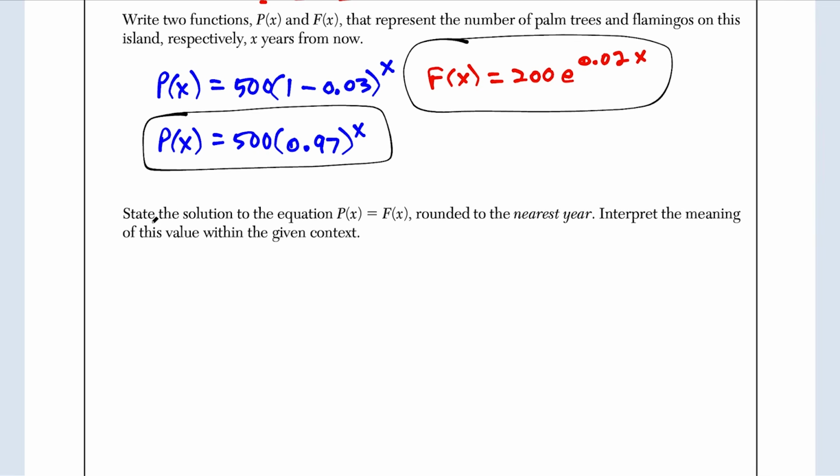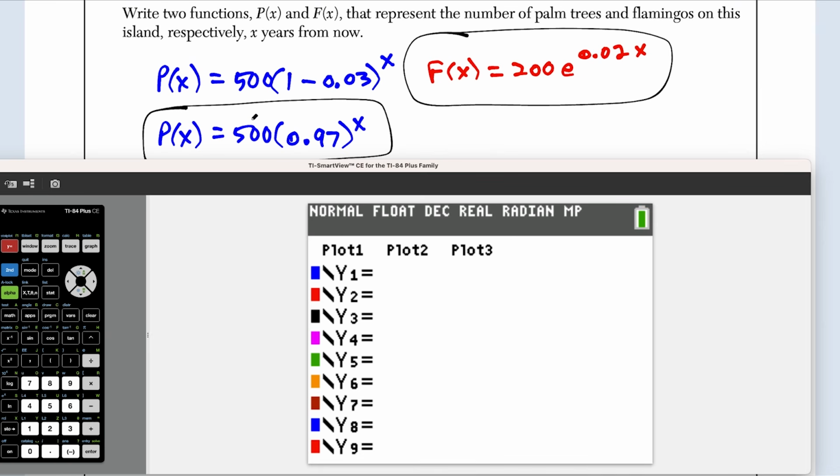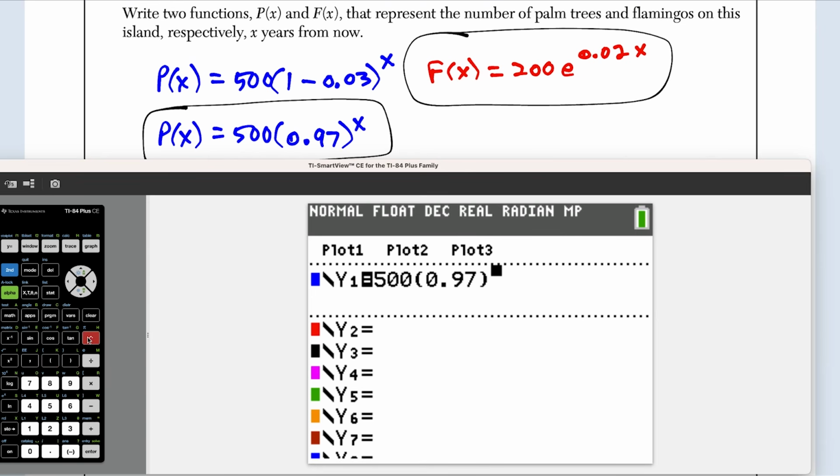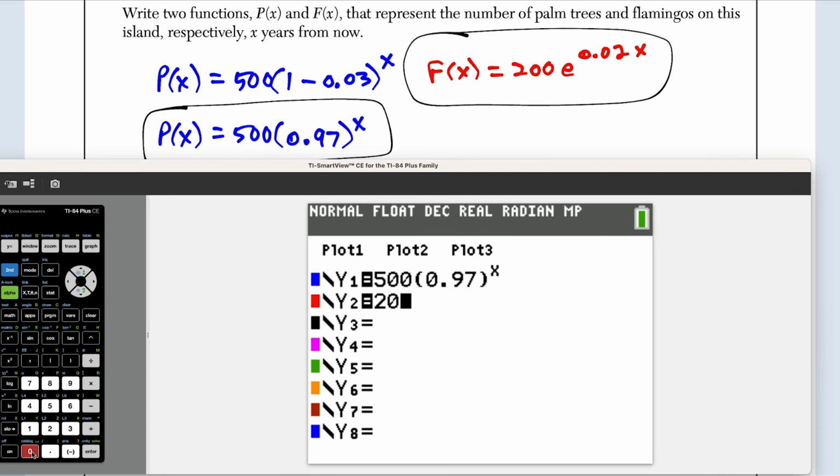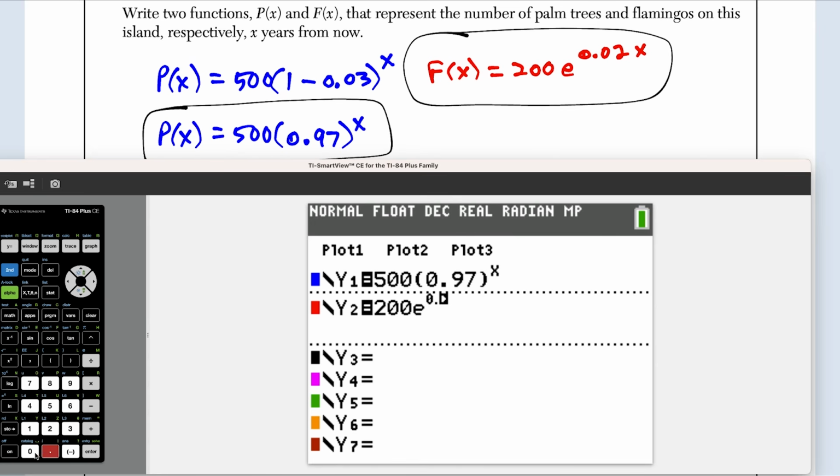For the second part of the question, we have to state the solution to the equation P of x equals F of x. We're rounding to the nearest year, and then we have to interpret the meaning of this value within the given context. So to find out when is P of x equal to F of x, for this part here, we could just use a calculator because notice they just said state the solution. So what we could do here, we just go to the y equals, and we're going to type both of these functions in. We're going to have 500 times 0.97, and that's being raised up to the x. So we press the up arrow here to make an exponent, and we're putting our variable x there. And now we have 200 times e, which is second natural log, and then we have the power 0.02, and we're multiplying by x.